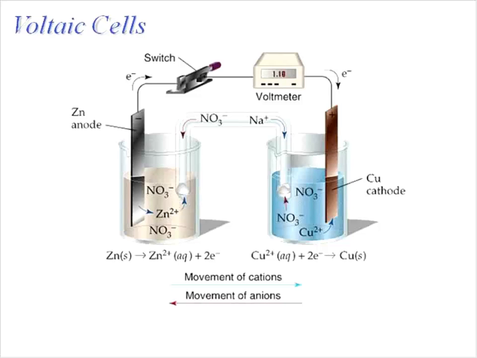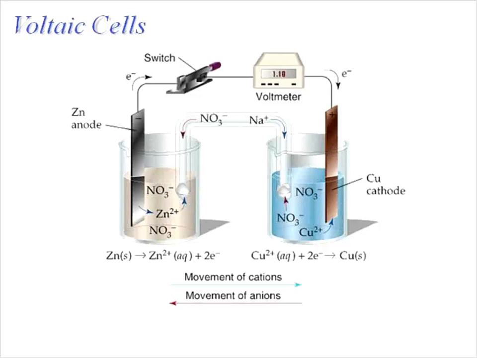So here is the setup. You have got 2 electrodes, left and right. One is zinc metal, the other is copper metal. Zinc metal is dipped in some zinc solution. Say it is zinc nitrate. And zinc nitrate solution would give ions, zinc ions and nitrate ions, Zn2 plus and NO3 minus.